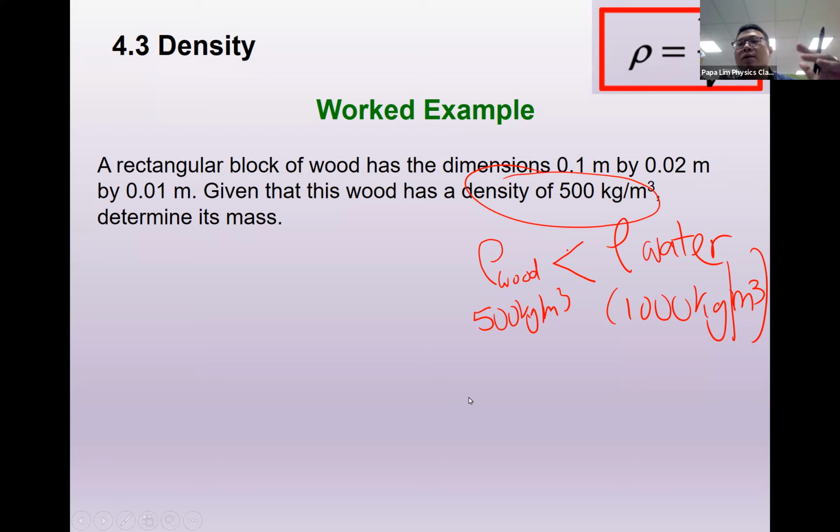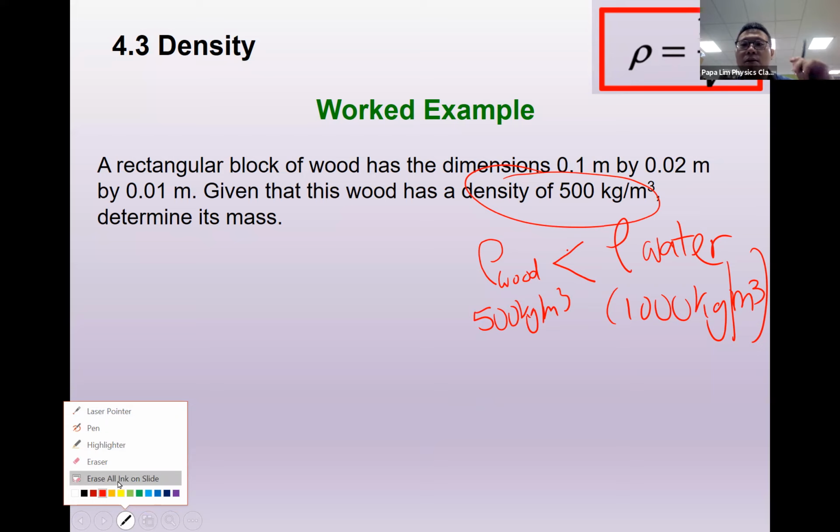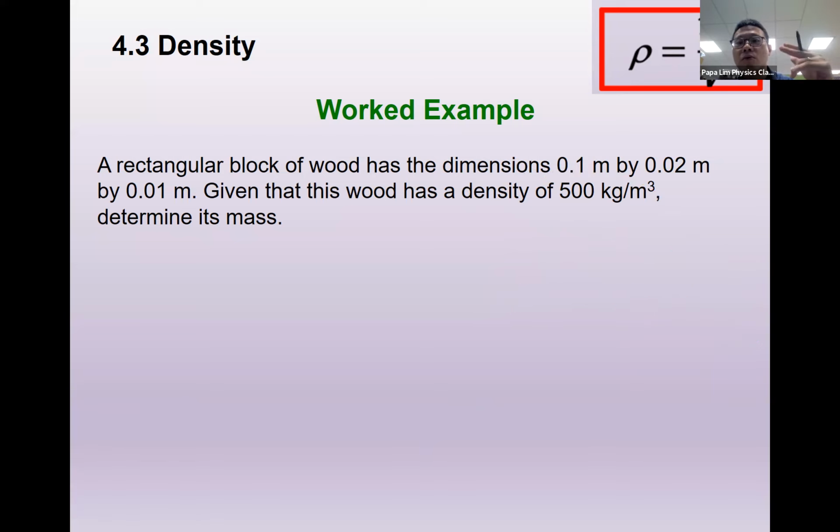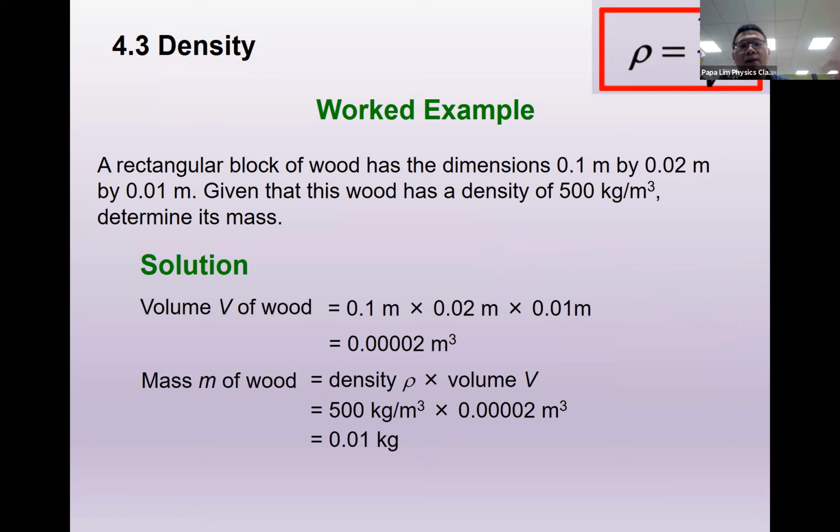Once you factor in the mass of the wood and the volume of the wood, what will we have in the end product? Density. So density is often used as a gauge of whether the object is able to float or sink in a certain liquid. And of course, to find density, you definitely need the formula, mass over volume, which is what we see on the top right-hand corner. And of course, for volume, if it's a rectangular block, volume will be length, breadth, height. So from there, you have this length, breadth, and height.